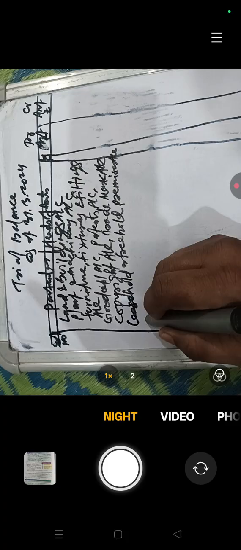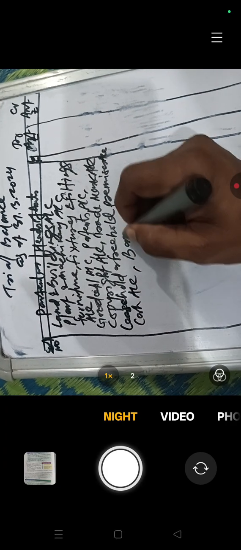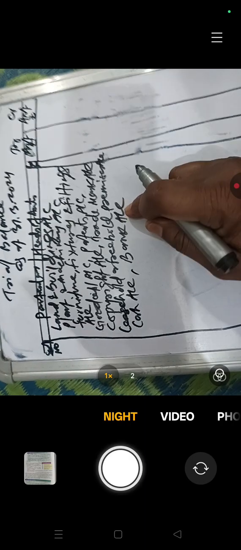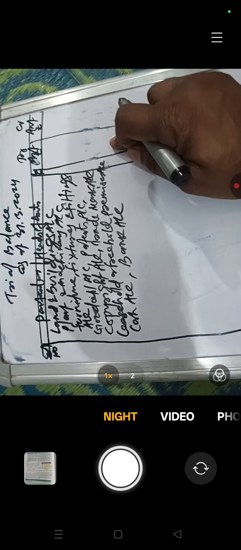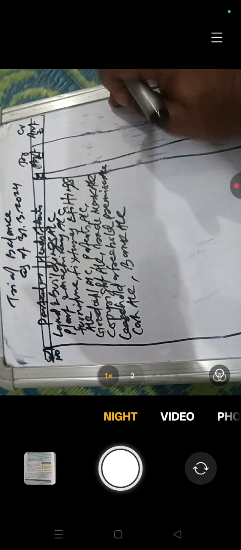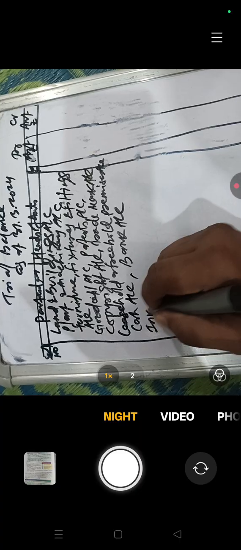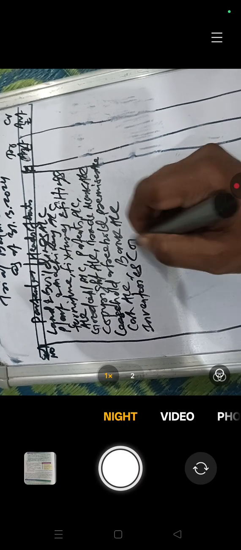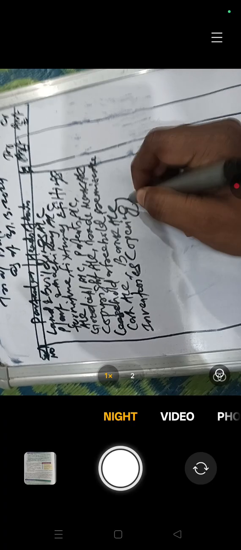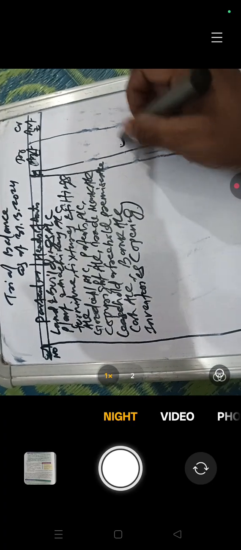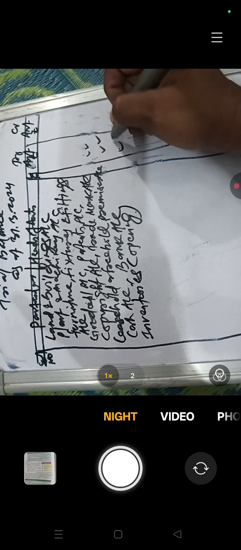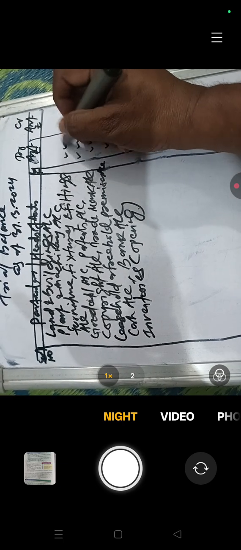then cash account, bank account. If bank account has a debit balance, then it is on the debit side. Sometimes it is a bank account credit balance, then that will be on the credit side. Cash account, bank account. Inventories, usually opening, is on the debit side. All these items are on the debit side, not on the credit side.